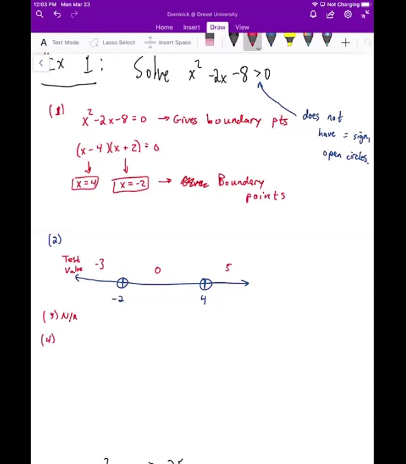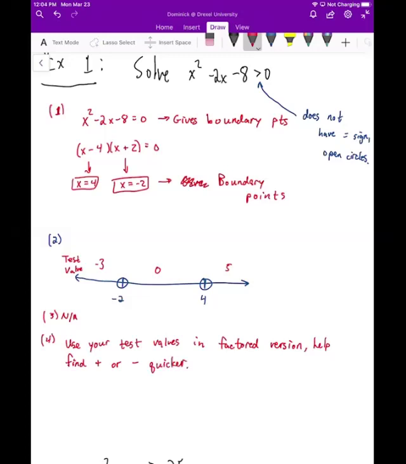Now, I recommend you use your test values in the factored version of your original inequality. It'll make finding the answers a little bit quicker, because we're not concerned with what the actual answer is. We're concerned with whether we have positive or negative. So this will help find positive or negative quicker. And I'll show you what I mean by that.